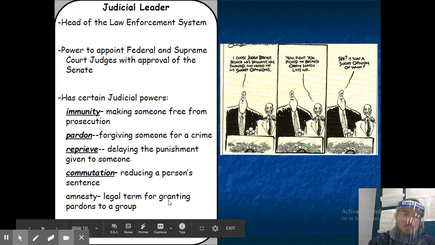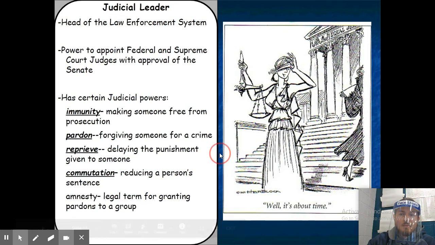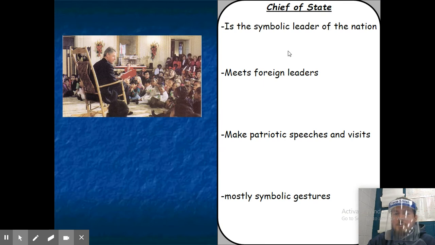Also, amnesty, which is kind of the same thing as a pardon. The only difference is a pardon is for a single person, and amnesty is for a group. So he's also the chief of state. He's the symbolic leader of the nation. He meets with foreign leaders. He makes patriotic speeches and visits. And for the most part, when we say chief of state, it's mostly symbolic. He's a figurehead. He really is not all that powerful when it comes to state matters.